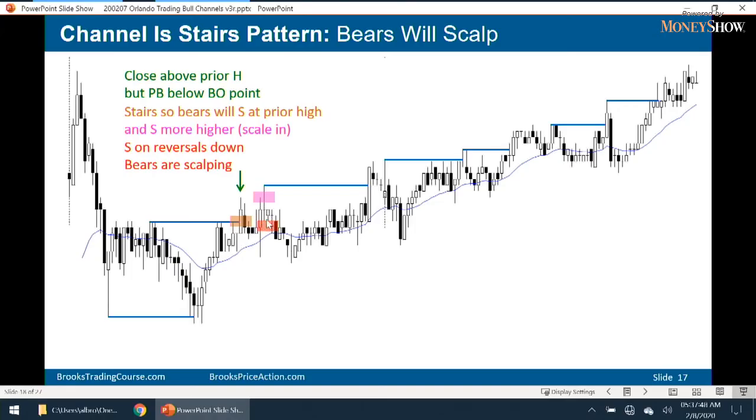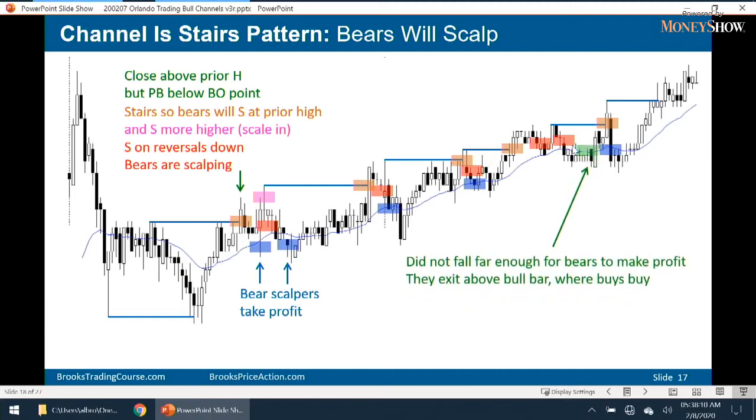Here we get a doji bar, they might sell below that. They prefer to sell below a bear bar like that, or a bear bar like that, or a bear bar like that. And they're just looking for scalps. They're trying to take quick profits. So they'll sell at the prior high, they'll sell on a reversal down below a bear bar, and they'll look for a very quick profit.